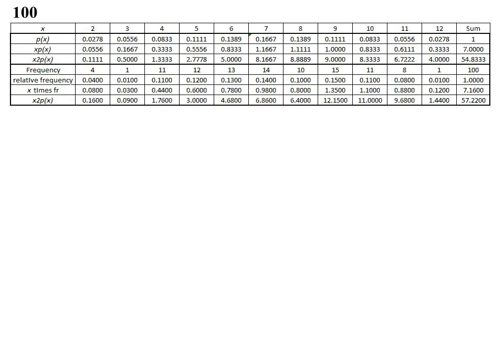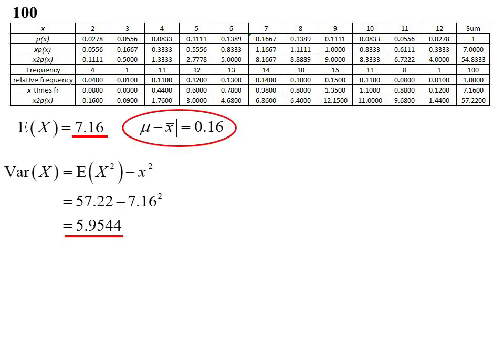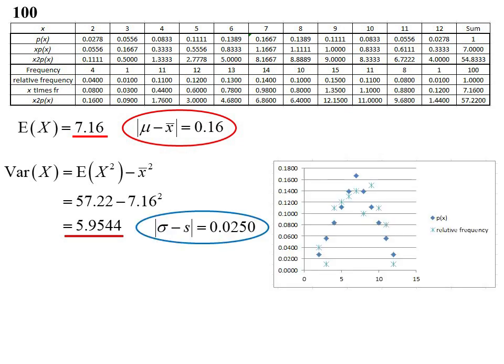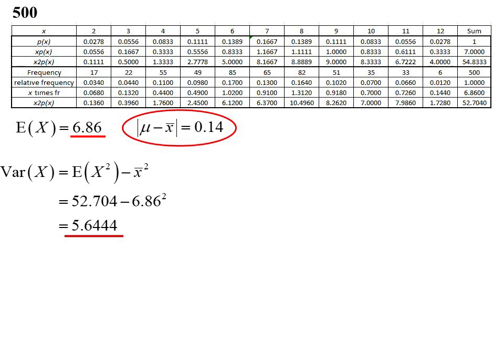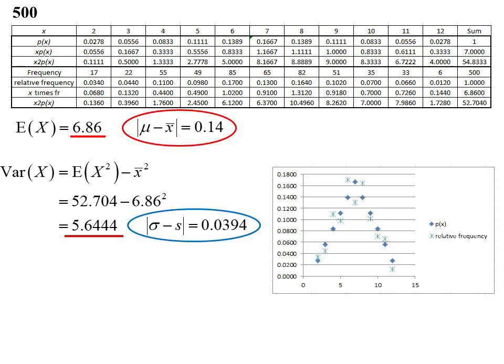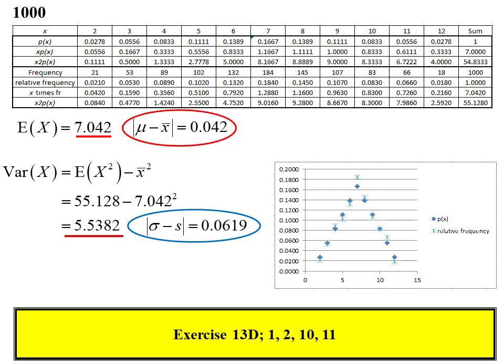Well, 100 times, so let's increase it. 100 times, here we go. What happened? 7.16, got closer to 7 that time. And there's our variance. What happens with that graph? Here we go. Okay, they're coming in. It's getting a bit tighter, closer to the actual probabilities. Do it 500 times. When I did it 500 times, 6.86. And variance, let's have a look at that graph. There we go. Not too bad.